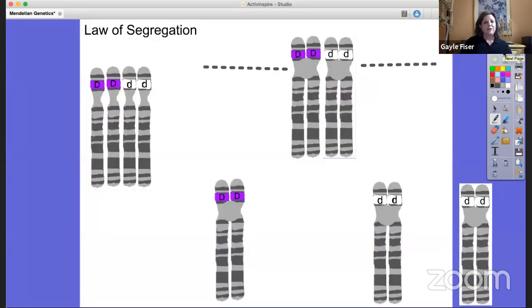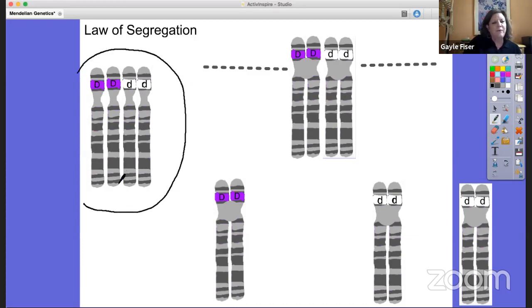Okay, so now let's talk about Mendel's law of segregation. I want you to imagine that I'm going to draw us a cell. We're in a cell, and right this moment, we're at metaphase in meiosis 1. So the homologous pairs are lined up together at the metaphase plate. That's where we are. And we have a dominant and a recessive trait, okay?